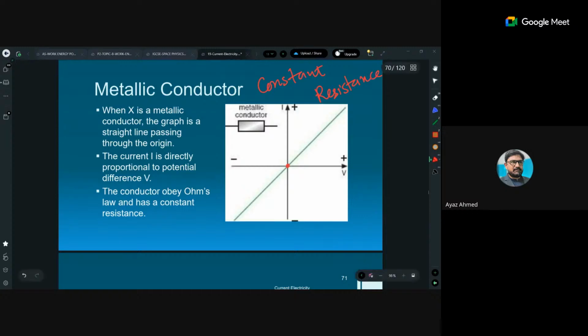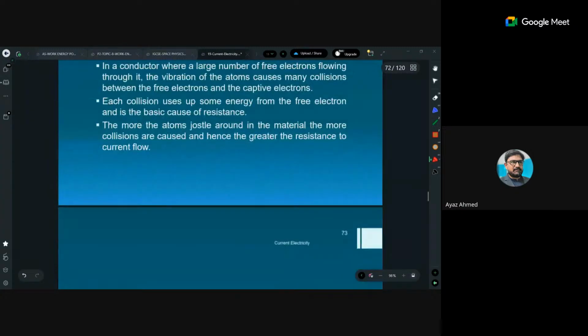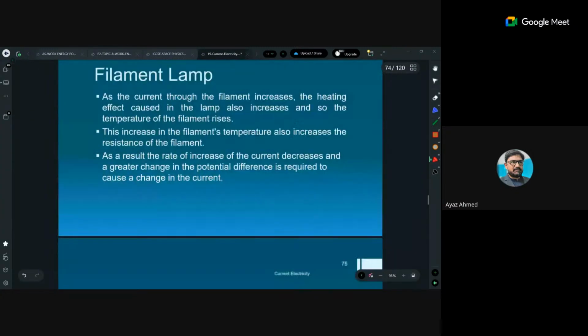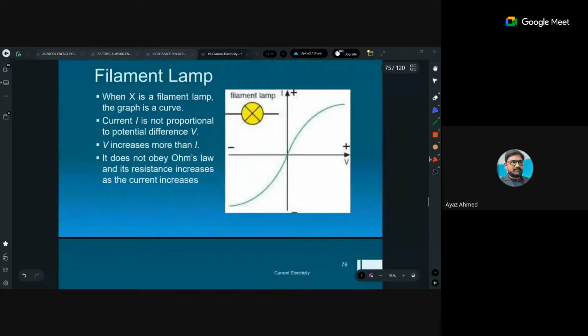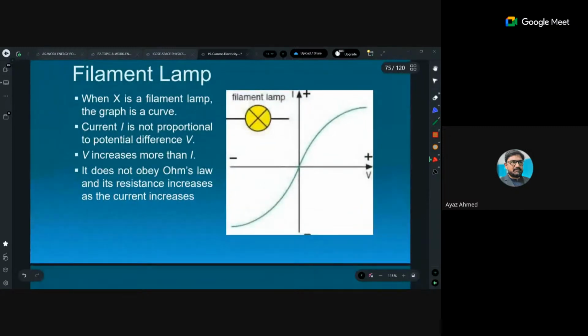But if the graph is not constant, let me come back to the top two slides and explain them again. Look, your graph is not linear. If it is not linear, it means here V is not directly proportional to I.